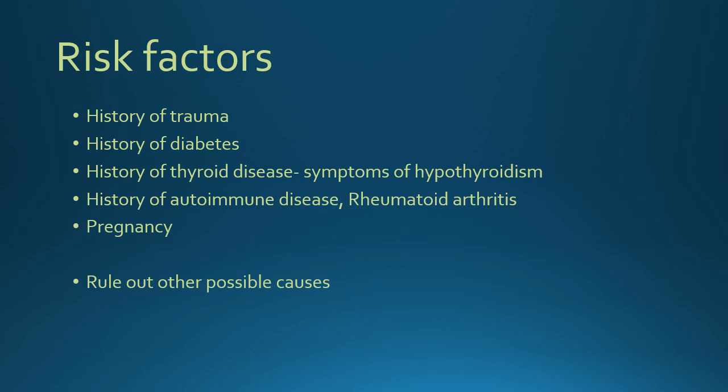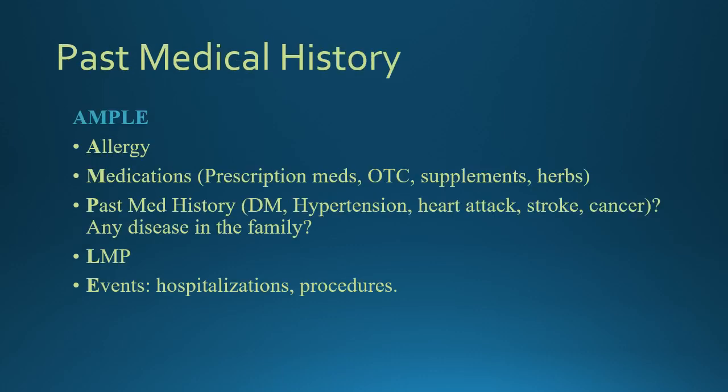You want to find out from the patient whether the patient has a history of autoimmune disease such as rheumatoid arthritis, and also to clarify from the patient whether she is currently pregnant. We also want to rule out other possible causes of the hand pain.